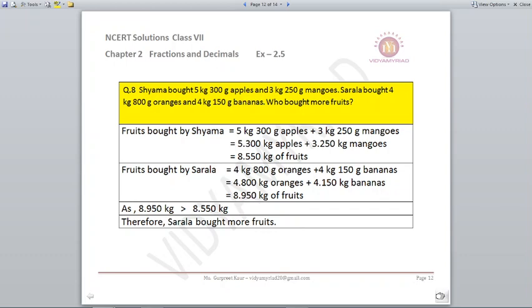Fruits bought by Shama will be 5.300 plus 3.250, which will give you as 8.550 kgs of fruit. Whereas Sarla, when you add both of them, you will get 8.950 kgs of fruit. Which one is more? You know 8.95 will be more than 8.55. So we can say that Sarla bought more fruits.